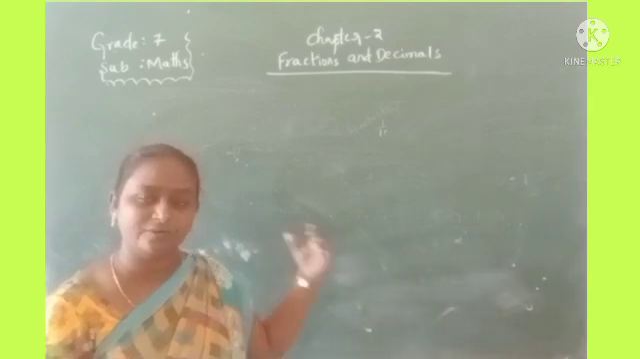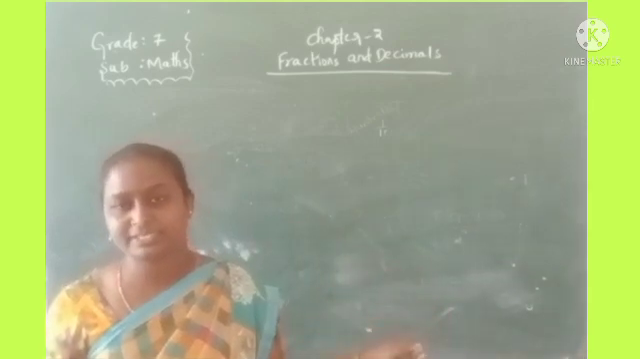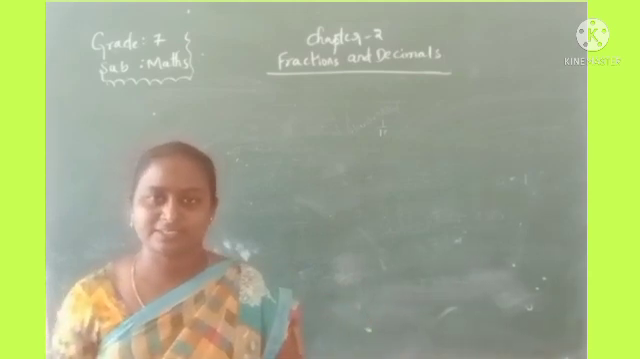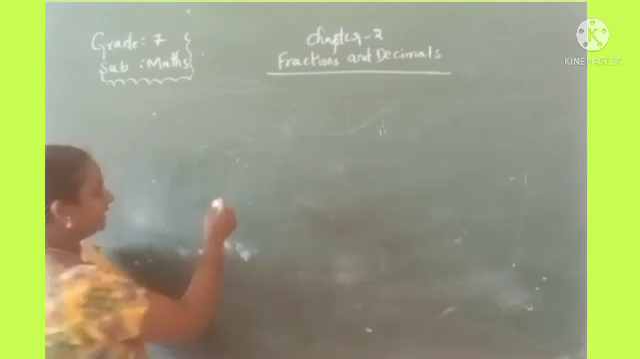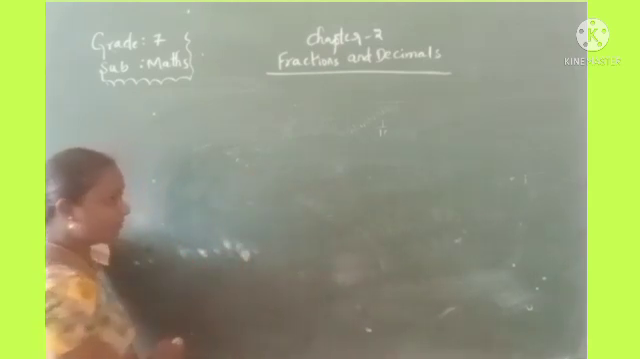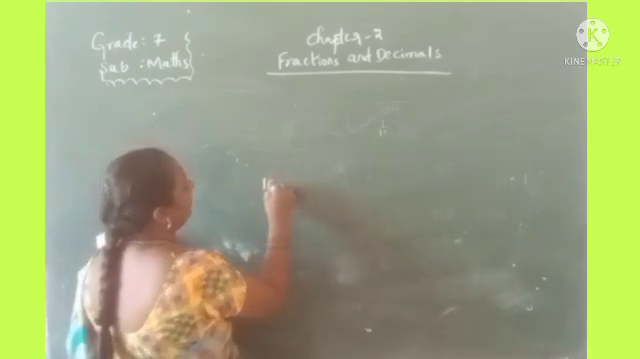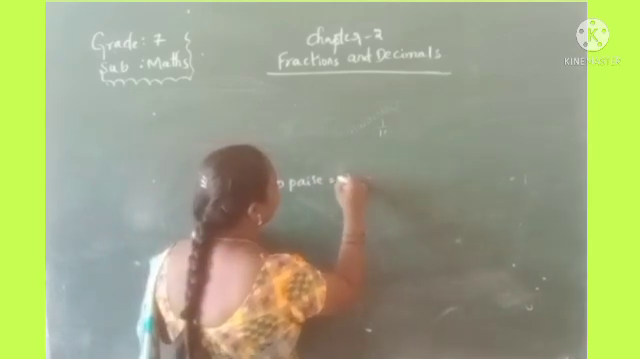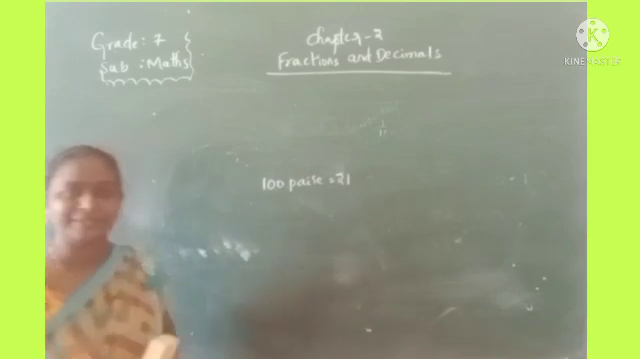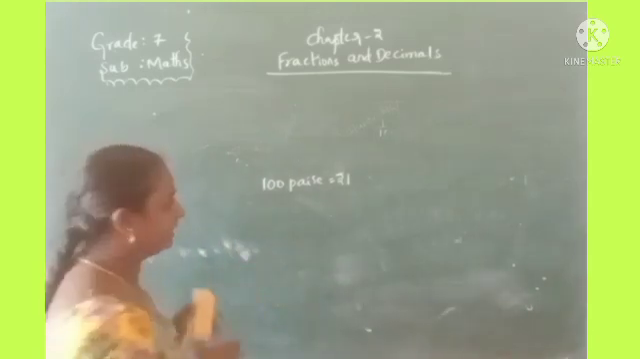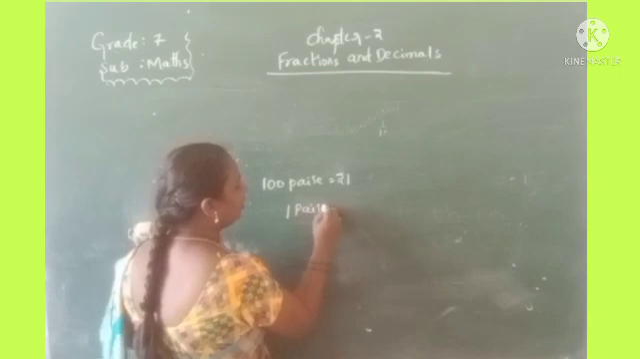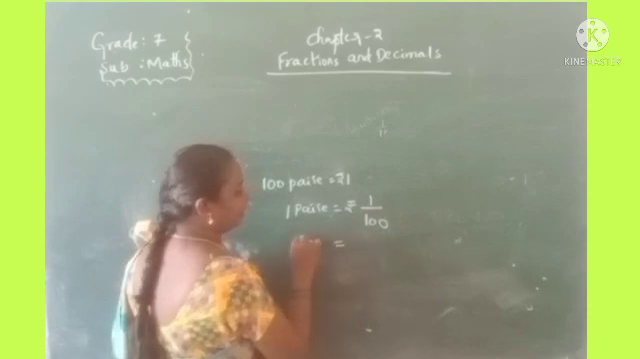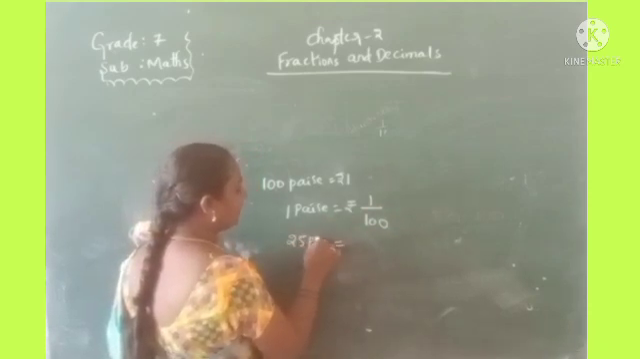Just as we solved addition, subtraction, multiplication and division in fractions, the same operations we apply in the decimals part also. And the conversions are also there. How do we convert? For example, 1 rupee is equal to how many paise? 100 paise is equal to 1 rupee. 1 paisa is equal to how many rupees? At that time you have to write 1 by 100.